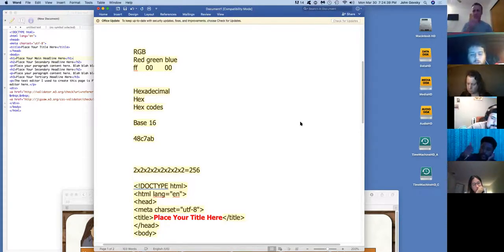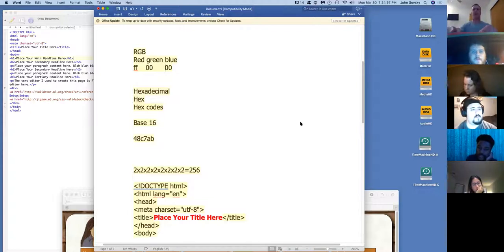What would be a pure blue in hexadecimal code? Come on, unmute yourself, tell me. 0000FF. Exactly. What would be a green, a pure green in hex code?